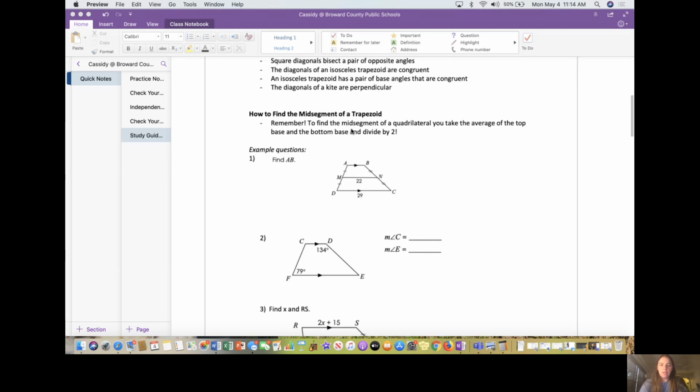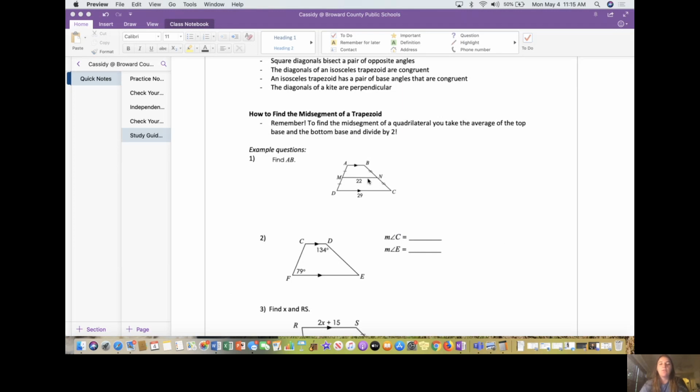All right, next thing, how to find the midsegment of a trapezoid. So we've done this before, but it's kind of been a while. I don't even remember when we did it, but I do remember us doing it. So remember, to find the midsegment of a quadrilateral, you take the average of the top base and the bottom base and divide by 2. Okay, so one thing you'll need to remember is what a midsegment is. So MN in this trapezoid is going to be a midsegment.